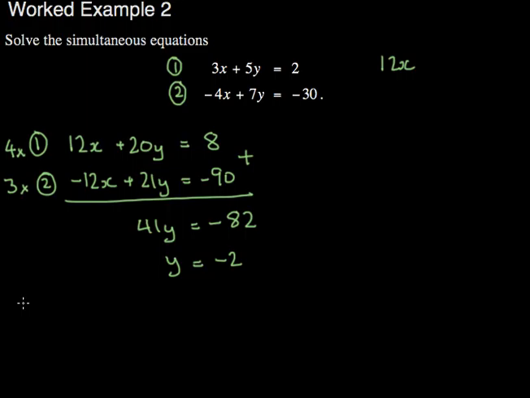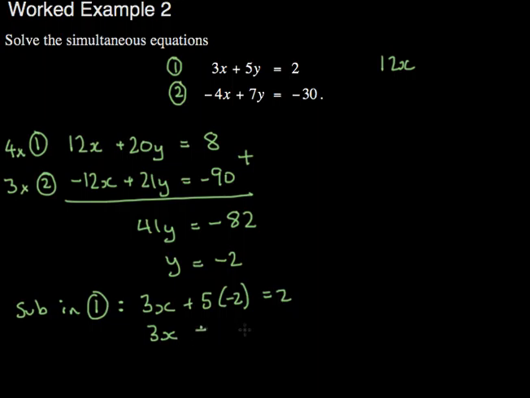And with that I would substitute into equation 1, which would be 3x plus 5 lots of minus 2 is 2. And expanding that would give me 3x minus 10 equals 2, and 3x would be 10 plus 2, which is 12, divided by 3 is 4. And remember to check in equation 2 to see if I'm correct or not.